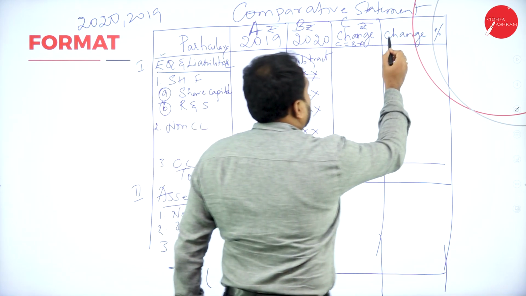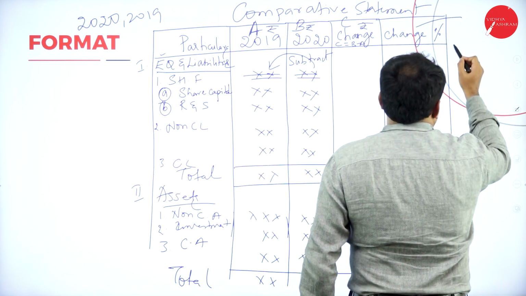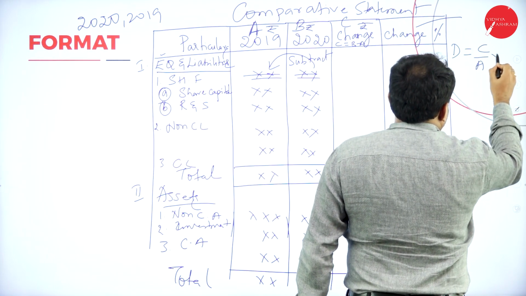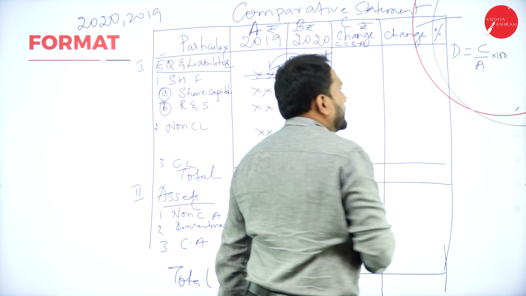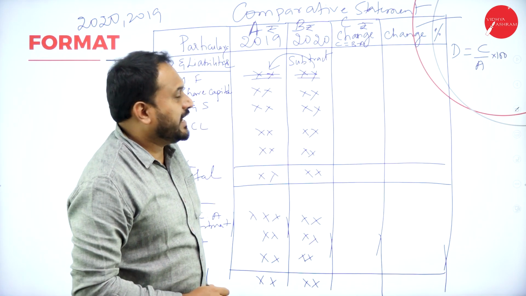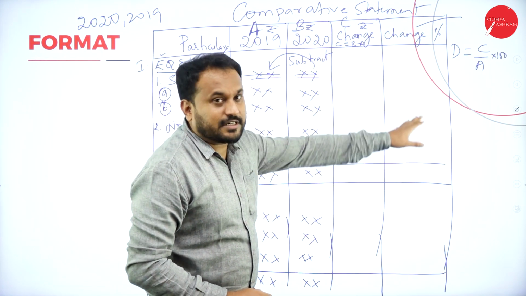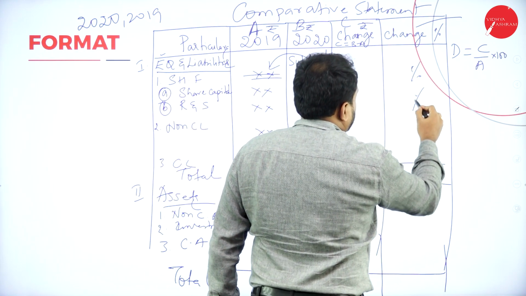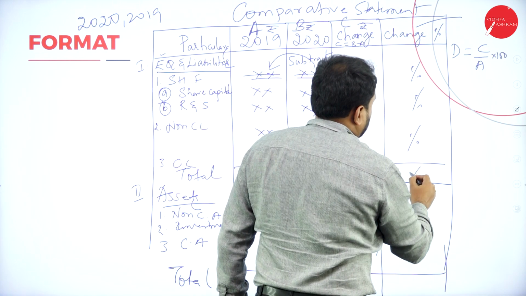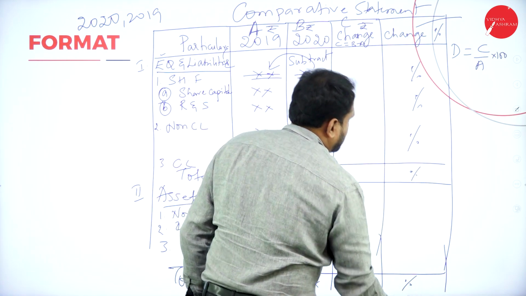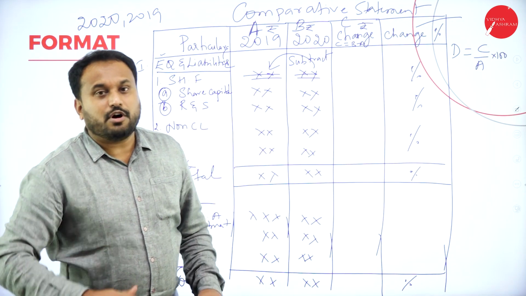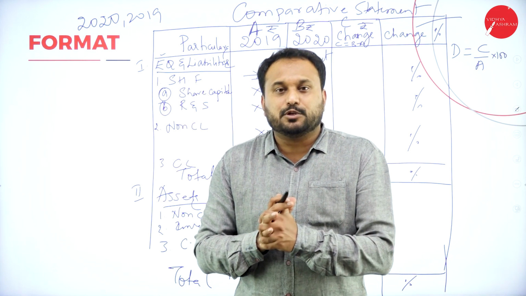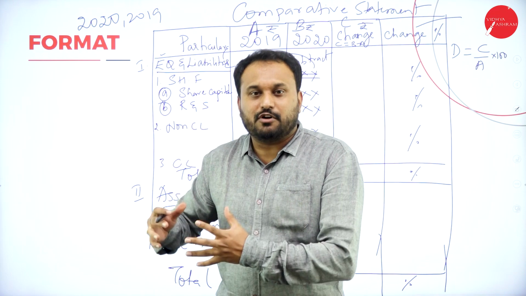Now this one is called D. I'll write it here. D is equal to C by A into 100. So this is what the percentage. It is always in percentage form. Even here also percentage. This is what the format is all about. So hope you people are able to understand the comparative statement format here.